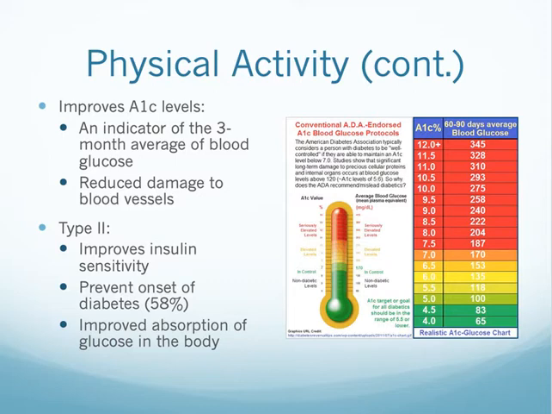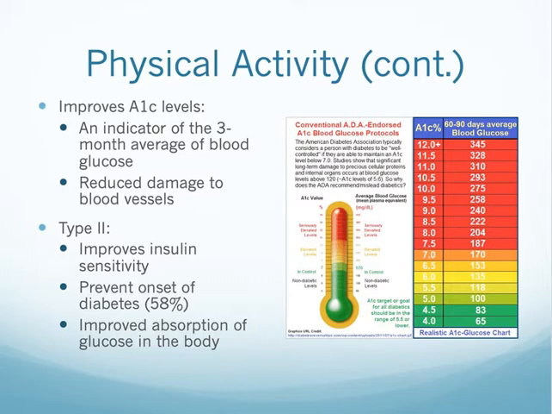Exercise is particularly important to improving A1C levels. For every 1% point drop in A1C, you can actually reduce the microvascular complications that affect the eyes, kidneys, and nerves by about 40%.